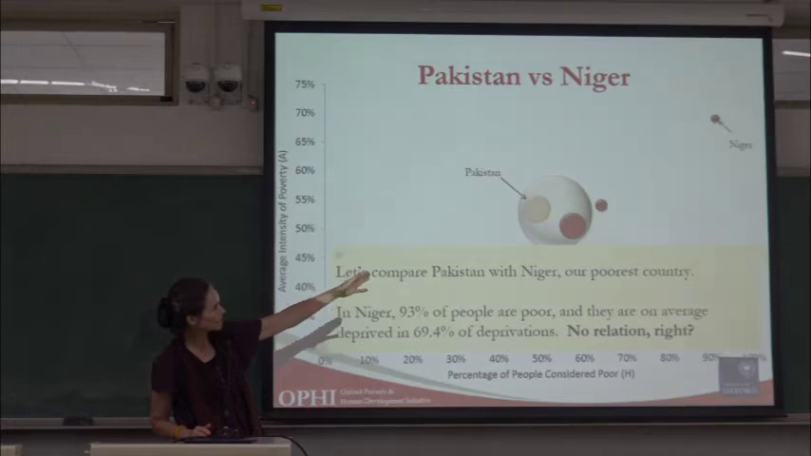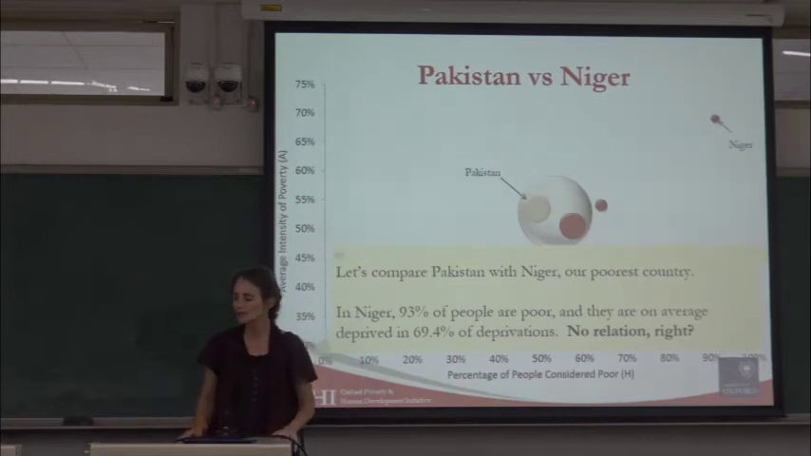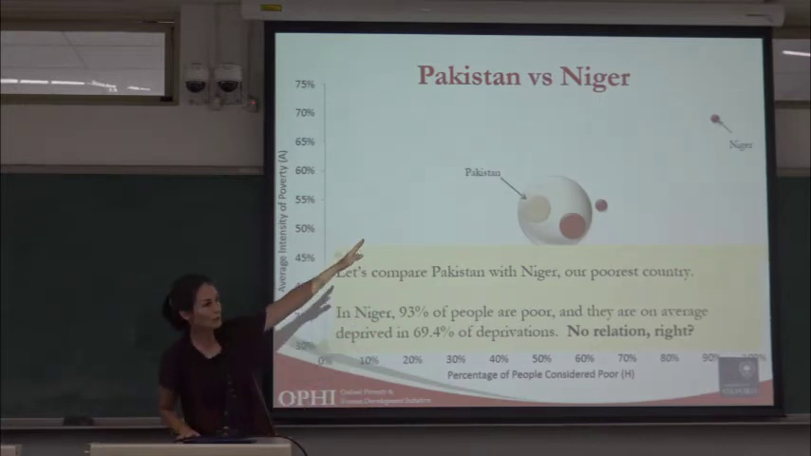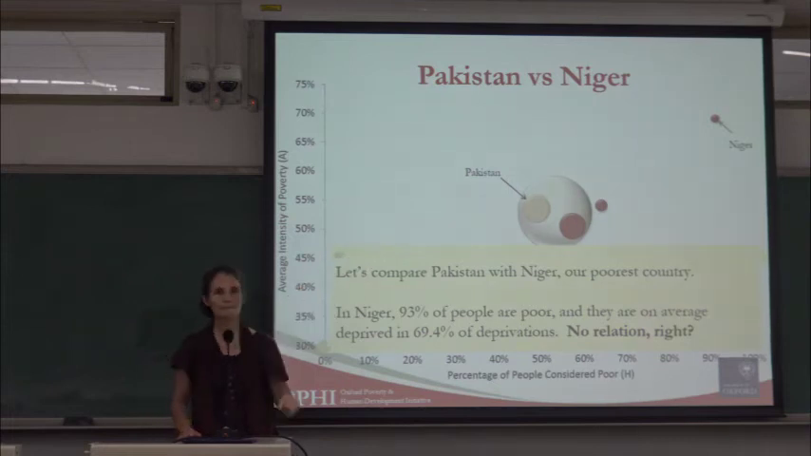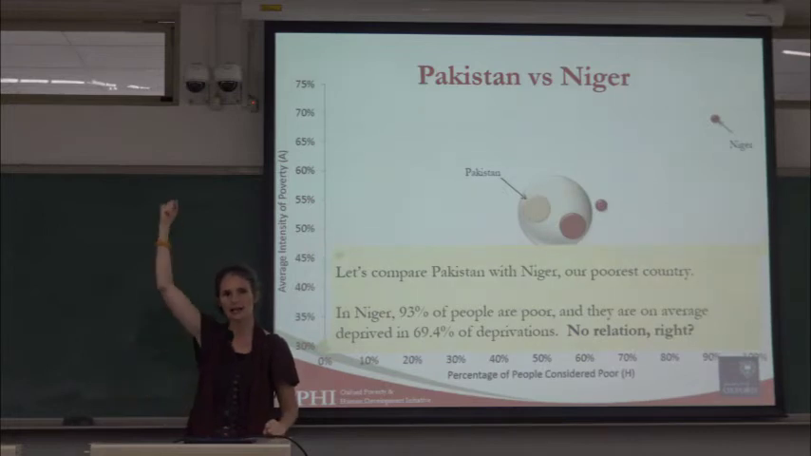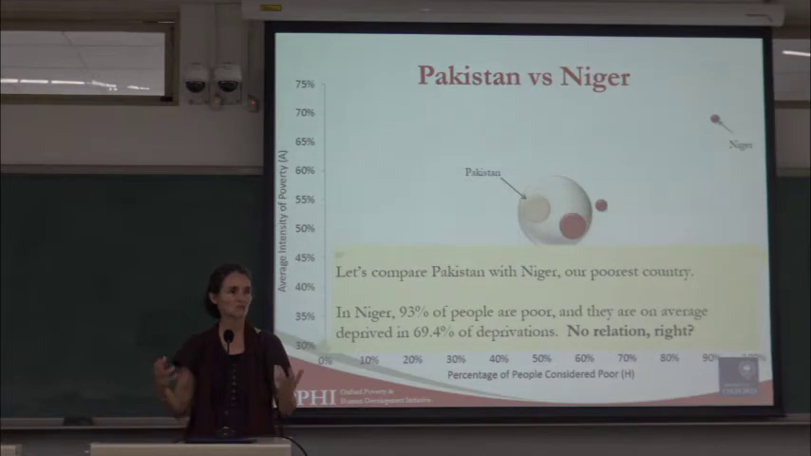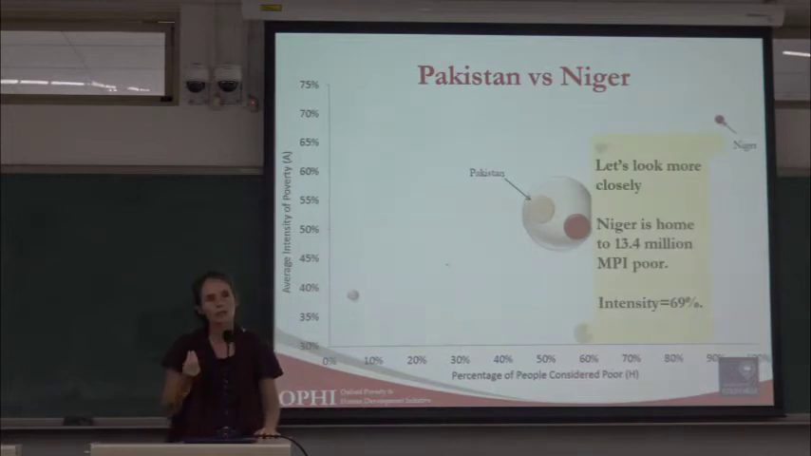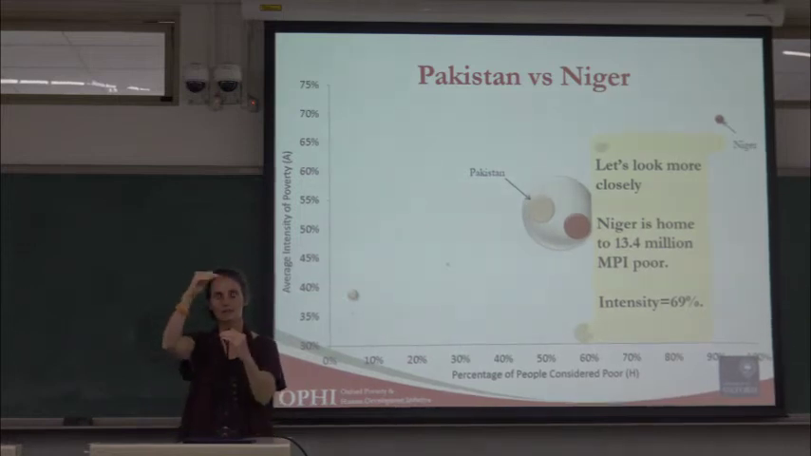Bangladesh's head count ratio was higher, the other big red dot. India's the big one. And Niger, our poorest country at that time, before we got data for South Sudan, is up there. So it seemed like there was no relationship because Niger had a higher headcount ratio and Niger had a higher intensity. So Pakistan was better. But then we zoom in. And in this case, we looked at the deprivation scores of poor people in Pakistan. We ranked everybody from the poorest to the least poor.